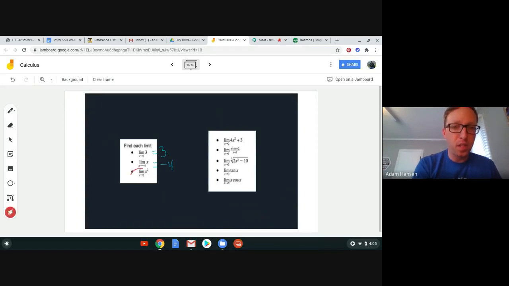On part 3, what's the limit as x approaches 2 of x squared? We'll substitute in 2 for x. So 2 squared would be equal to positive 4. We can do the same thing over here on this snapshot of some problems. Substitute all these values in. The limit of 4x squared plus 3 as x approaches 2. 4 times 2 squared plus 3. That's 4 times 4, 16 plus 3, or 19.